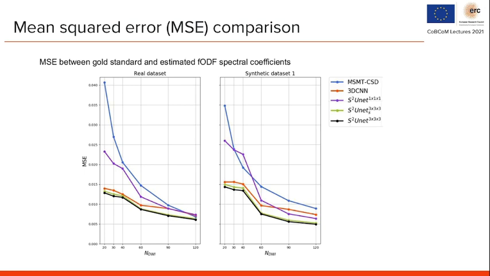between multi-shell, multi-tissue CSD and spherical U-net with single voxel input, compared to deep learning approaches that take into account neighborhood information. Further, we can notice that our model with neighborhood input provides improvement over 3D CNN, even with the model with a smaller number of trainable parameters. Higher differences on synthetic data indicate that our model is more robust to noise.